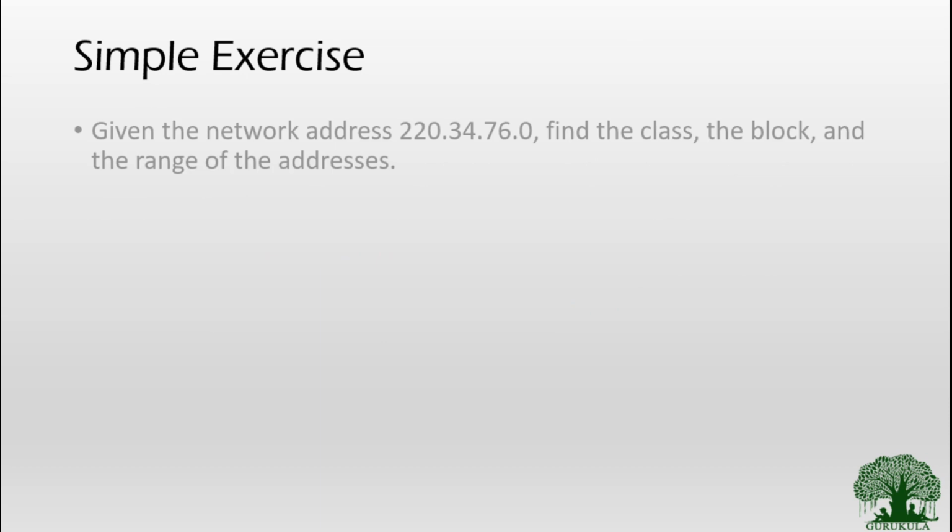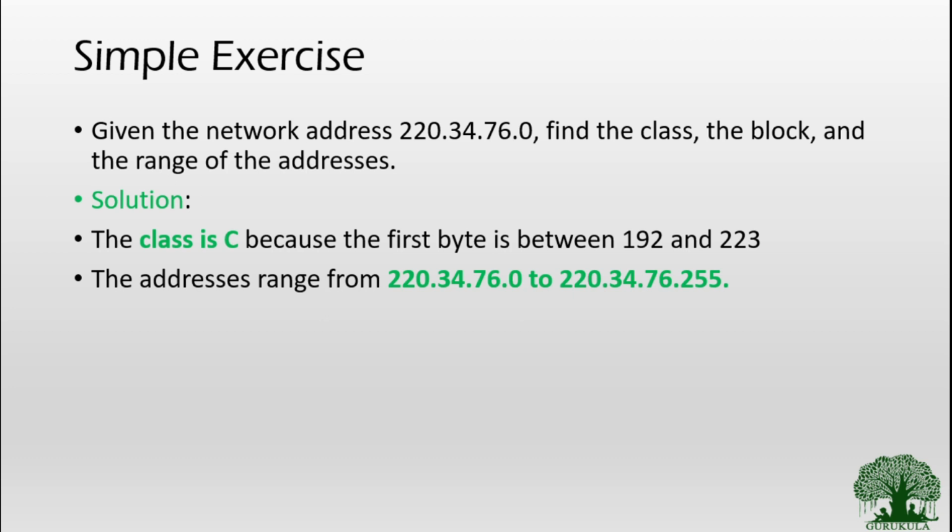Similarly, for another example, you can pause the video again here and try to find out what will be the network address. The given number is 220.34.76. So here you can see that this belongs to class C. And as far as class C is concerned, the first 3 bytes represent the network ID. So you need not change the 3 bytes. 220.34.76 has to be kept constant, and the last byte varies from 0 to 255. So that will be the address range of this particular address block.